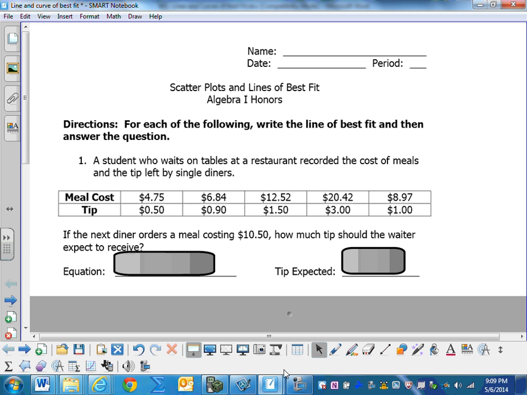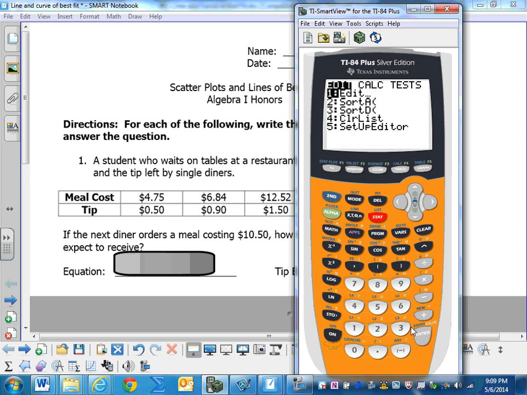So we're going to do a linear regression, a line of best fit, to predict how much tip the waiter will receive. So we'll use our calculator. We'll go into Stat, Edit, and we'll enter the data in List 1 and List 2. Now we're going to calculate the line of best fit. Stat, arrow right, Calculate, number 4, linear regression, ax plus b.